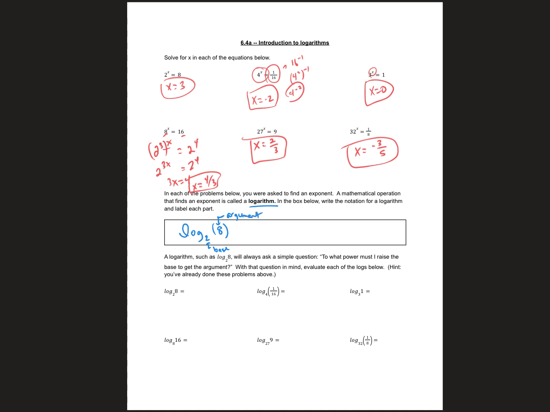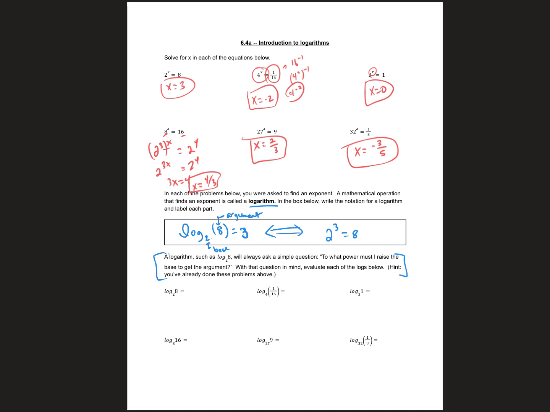Now, what does this mean? Well, if you look at the paragraph below, a log always asks the same question. To what power do I have to raise the base in order to get the argument? So in this case, to what power do I raise 2 to get 8? Well, that's right. It's the third. We talked about that at the very beginning, right? So in this case, log base 2 of 8 is 3 because 2 to the third is 8. Now these two things, that log and that exponential that I just wrote, are equivalent statements, and we're going to come back to that in a minute.